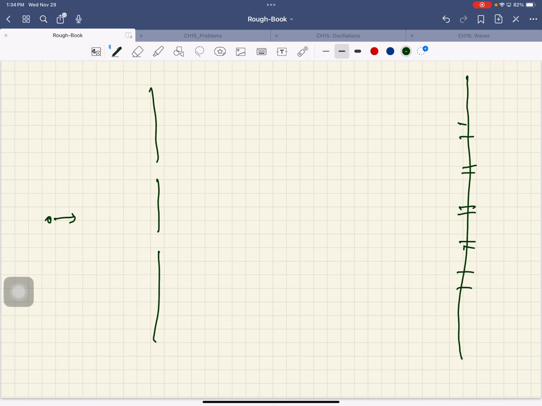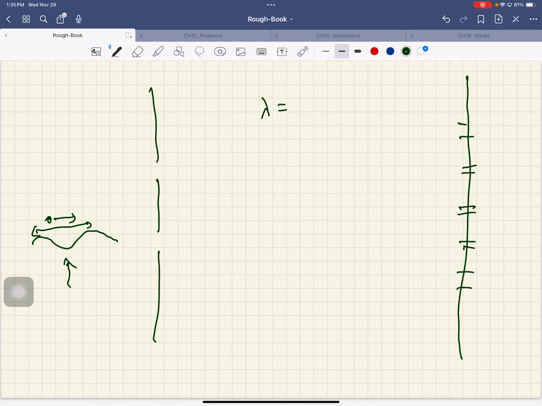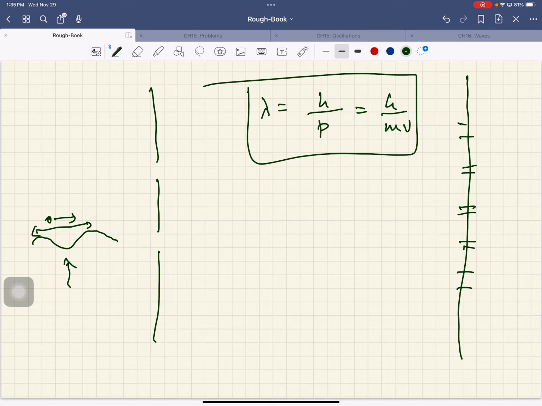So what this experiment proves is that this particle that you're so used to thinking of as a bullet or something like that has wave-like properties. And these are called matter waves. The wavelength of this matter wave is given by h, the Planck's constant, divided by the momentum, which is mass times velocity. So the faster the particle is moving, the smaller the wavelength, or the more massive the particle, the smaller the wavelength.